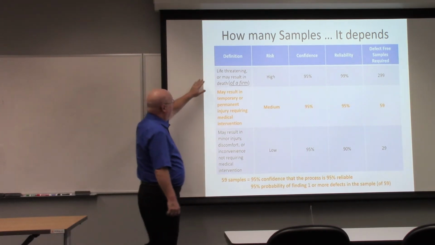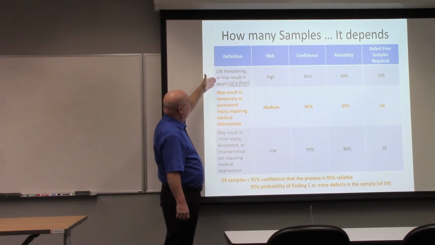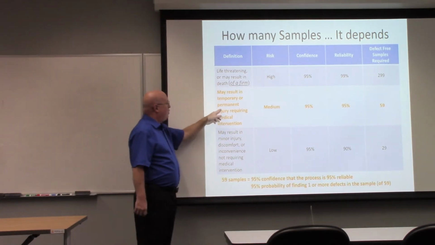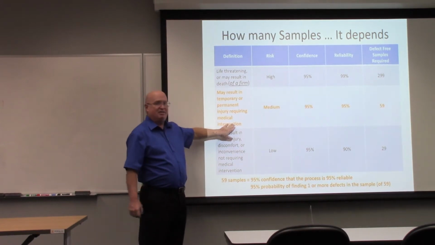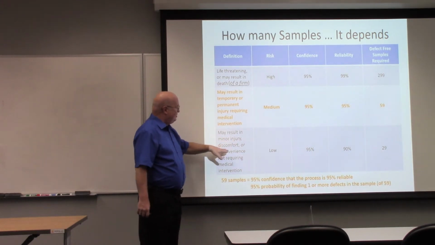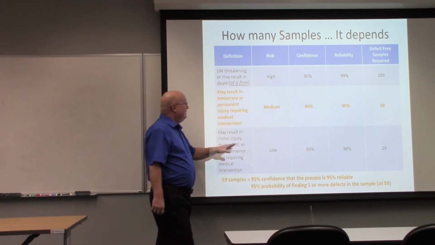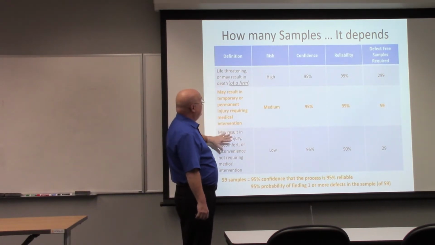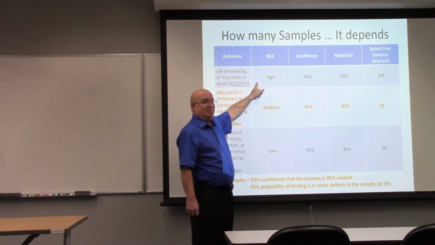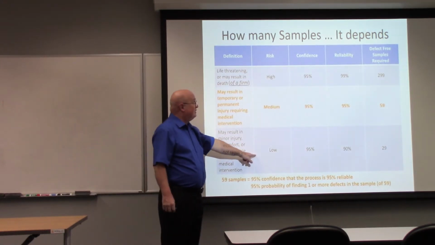First off, here are definitions when we start talking about something. Life-threatening or may result in death, including of a company. May result in temporary or permanent injury requiring medical intervention or financial intervention for a company. May result in a minor injury, discomfort, or inconvenience. In other words, it's a bump in the road. So if we take these three definitions, this definition would be a very high-risk choice because your company could fold. This would be a medium-risk choice. This would be a low-risk choice.